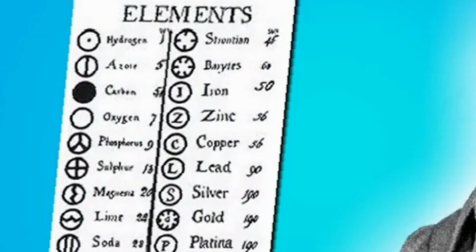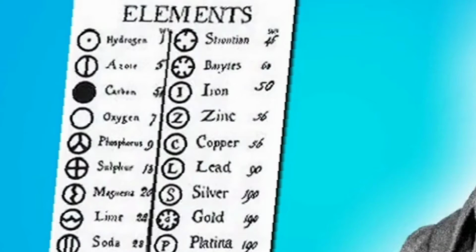A circle with a dot at the center is one element. Then if you draw it like this, it is another element. A plain circle is oxygen. A circle with a plus inside is sulfur. It is so difficult to remember all these things. We get confused.